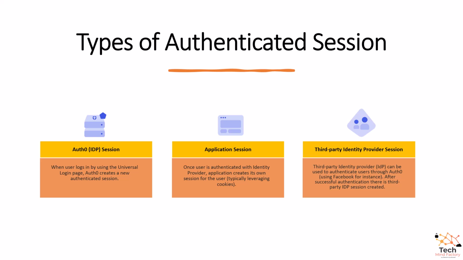And there can also be a third-party identity provider session. A third-party identity provider can be used to authenticate users through Auth0, using Facebook, for instance, or LinkedIn or Google. In this case, we talk about federation, where the login page is displayed on the Auth0 side, but I also have the option to sign in with a third-party identity provider, which is Facebook, Google, or LinkedIn. After successful authentication there, the third-party identity provider like Facebook creates its own authentication session. So as we can see, there can be multiple authentication sessions established.